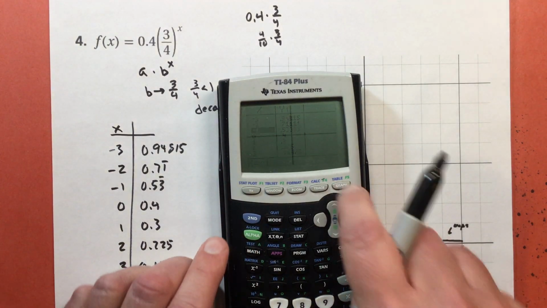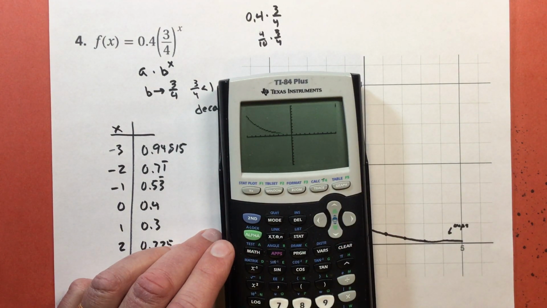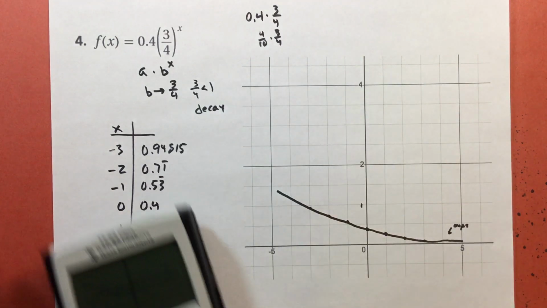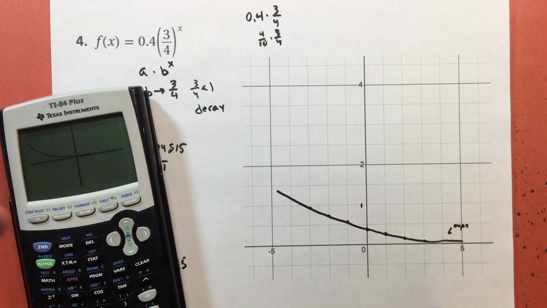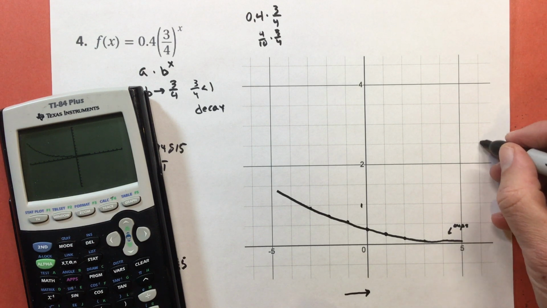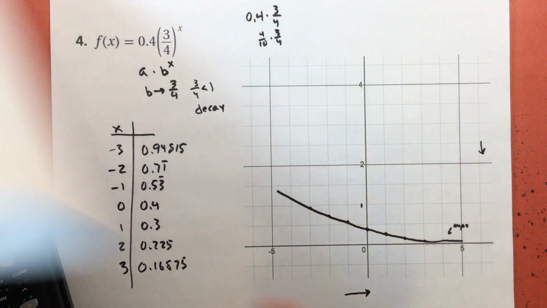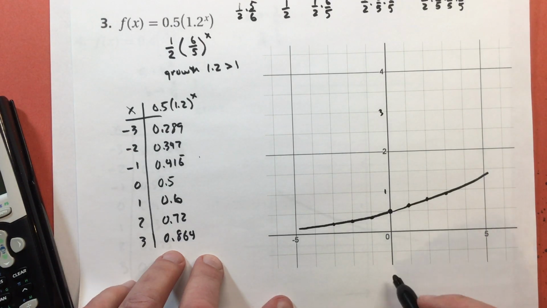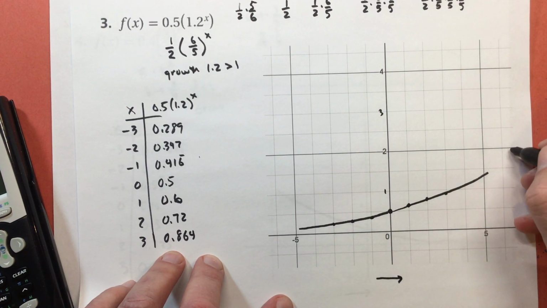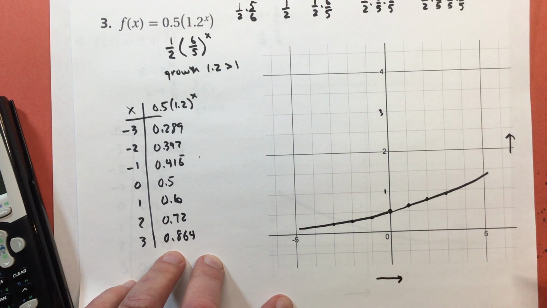Let's see what the graph looks like. I don't even know if I can see the other part of it. So it's going to look like that. So yes, this is going to be an example of exponential decay. What is exponential decay? When you go to the right, when the x's get bigger, if the graph goes down, that's exponential decay. If I look at this one from the previous example, if I go to the right and the graph increases, this is exponential growth.